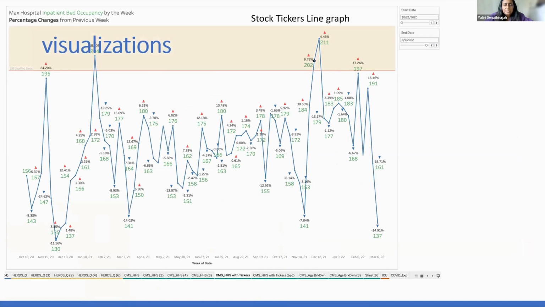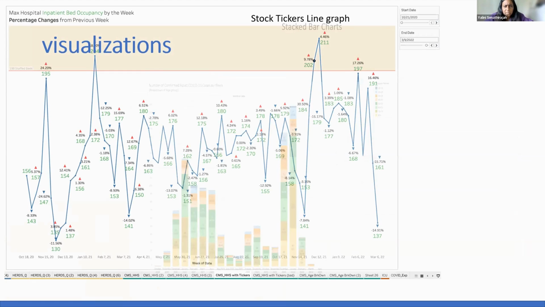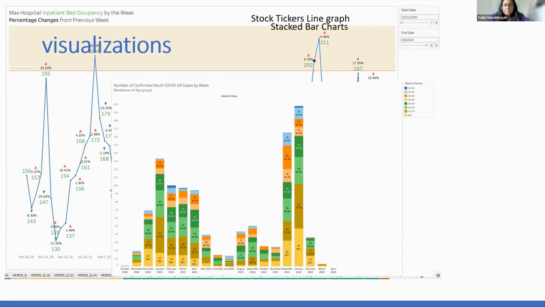These are some student visualizations who are working on our project. This, for example, is the maximal hospital inpatient bed occupancy by week and percentage changes from the previous week. This was an important thing that had to be tracked. And the zone in orange is above the maximal number of beds. It was a roughly 200 bed hospital. This is the number of confirmed adult COVID cases by week and by age range. As you can see, it fluctuated quite a bit depending on whether there was a surge or not.